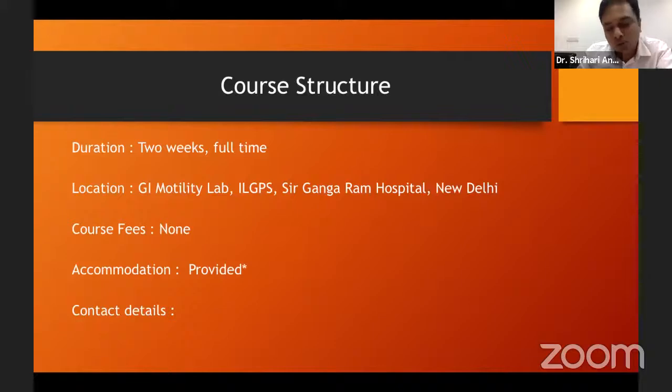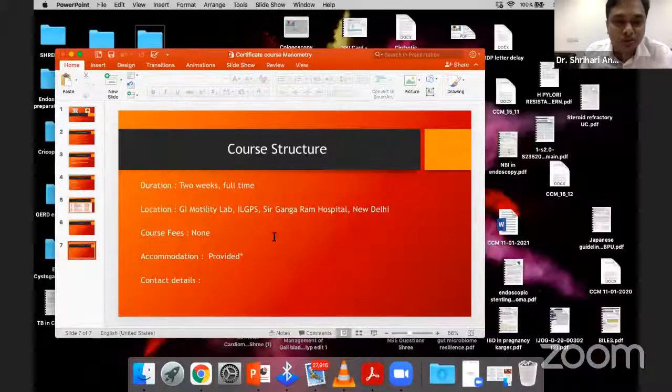We don't intend to charge the students for this course. Accommodation, we would make all attempts to provide accommodation also to these candidates. So we welcome anybody and everybody who's interested in this course to join according to their availability.